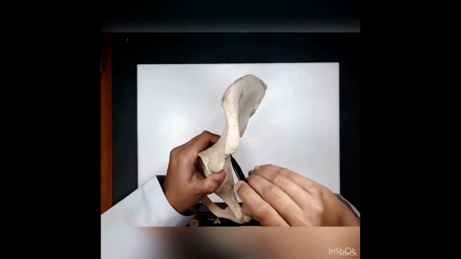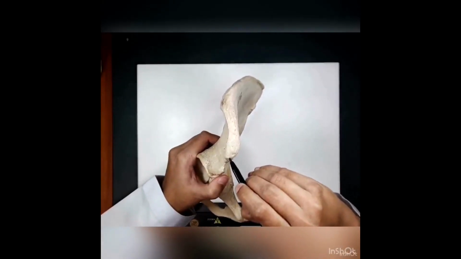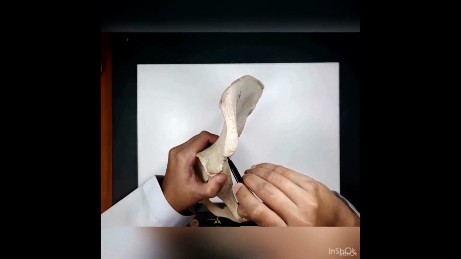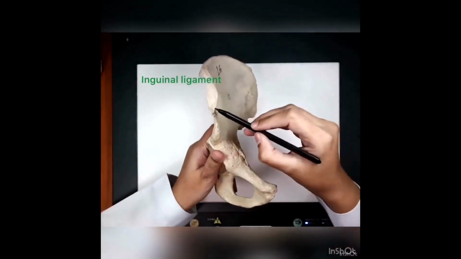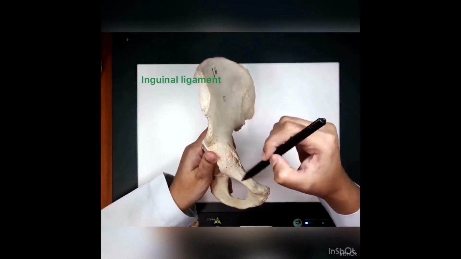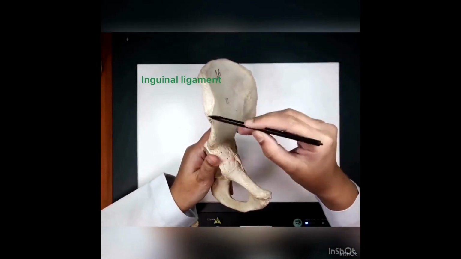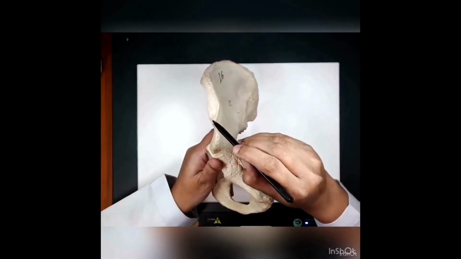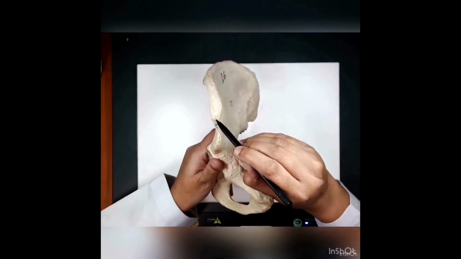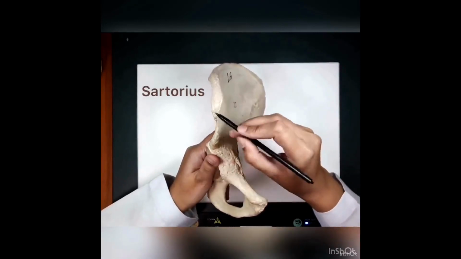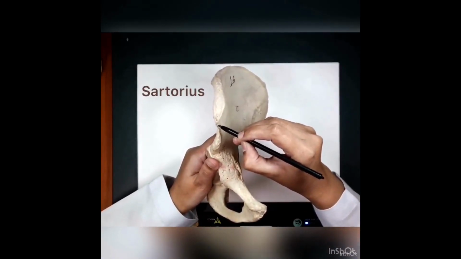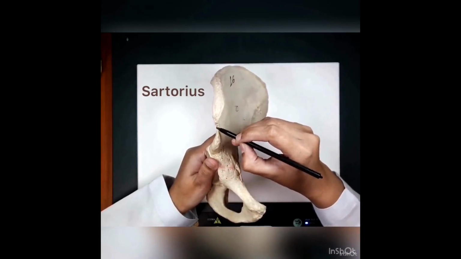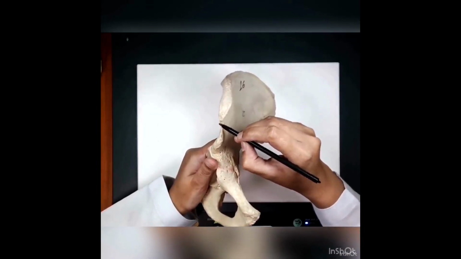First of all, this point, which is the anterior superior iliac spine, gives attachment to what? It gives attachment to the inguinal ligament. Inguinal ligament extends from this anterior superior iliac spine to this pubic tubercle. This anterior superior iliac spine also gives attachment to a muscle, sartorius, and then sartorius fibers extend to the upper half of this notched area of the anterior border.